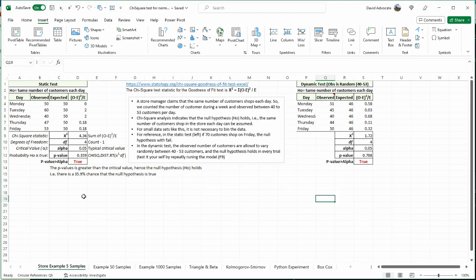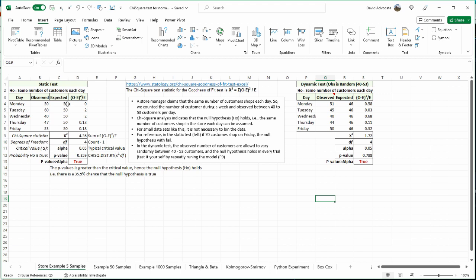In this example, we'll examine a store manager's claim that he has the same number of customers each day. So, our null hypothesis is the same number of customers each day. To test his claim, we observed how many customers he had during the week. So it ranged from 40 to 53 customers a day.